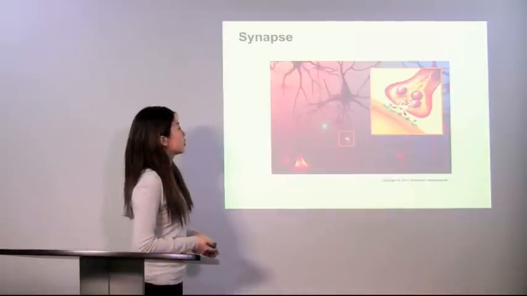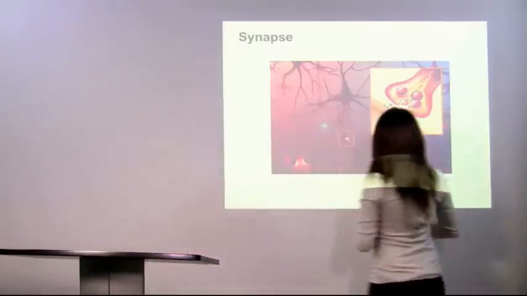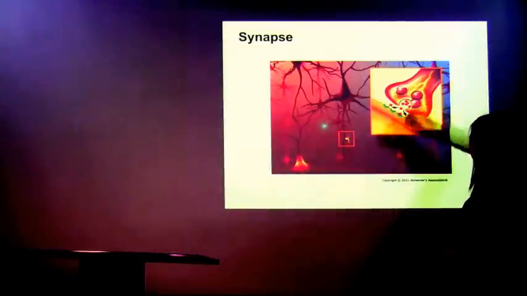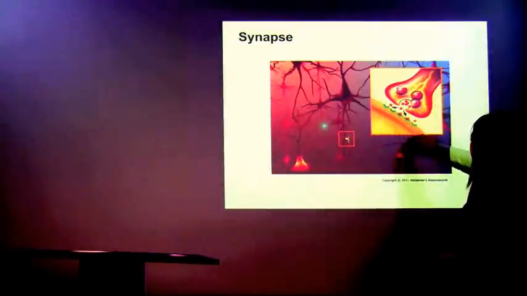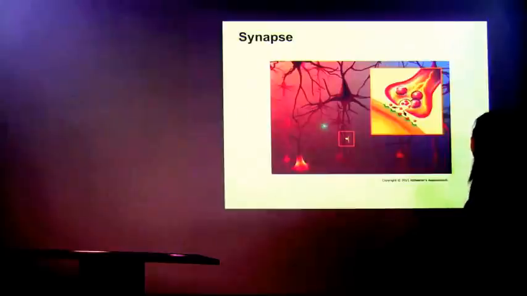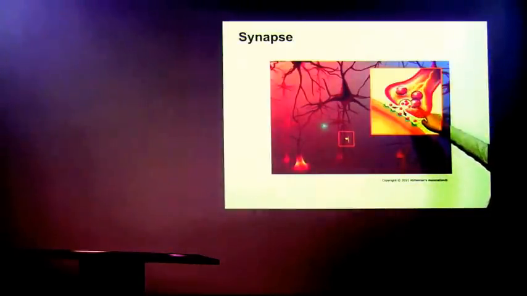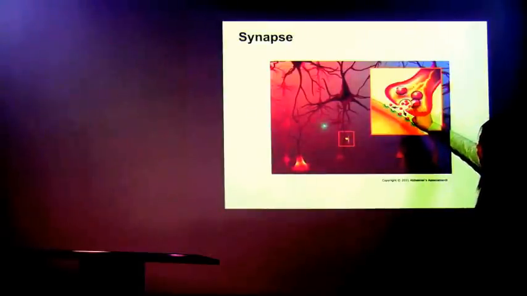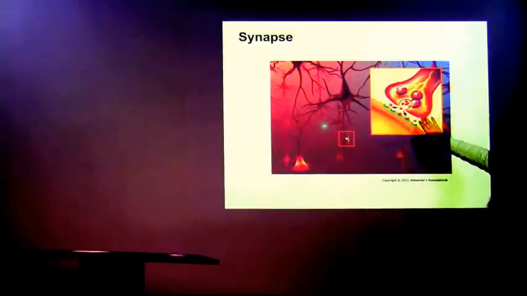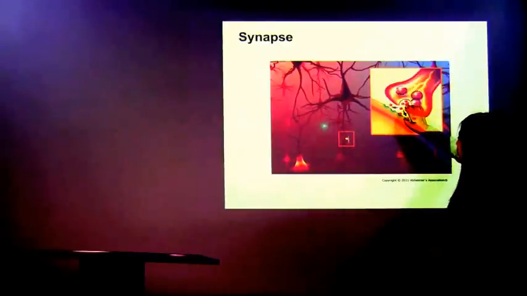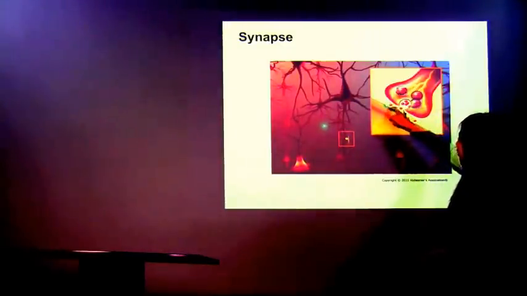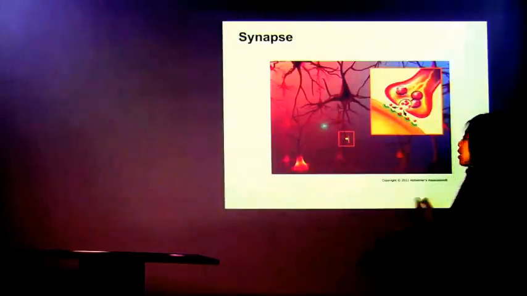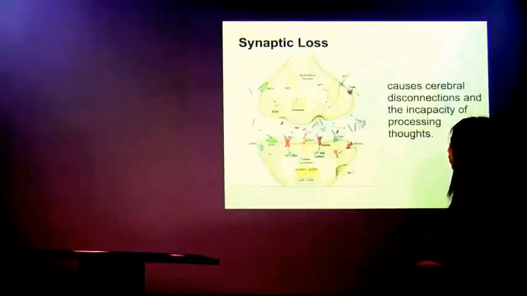Synapse is where two neurons connect. Here, as you can see, this is called the presynaptic, and this is called the postsynaptic, and this is the synaptic cleft. These are called the vesicles that have neurotransmitters, and when they fuse with the membrane of the presynaptic, the neurotransmitter will bind with the receptors, and this is how the neurons communicate with each other.